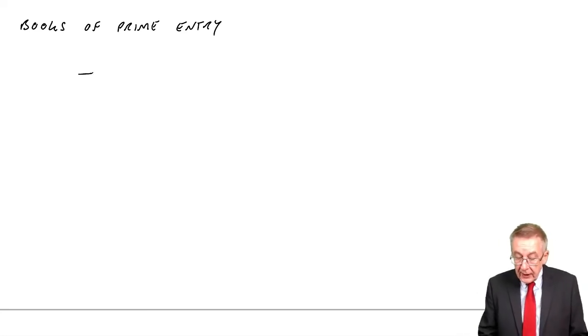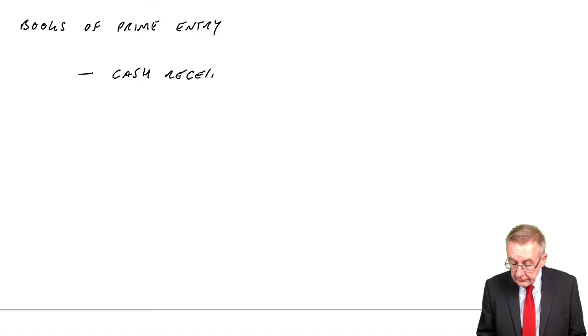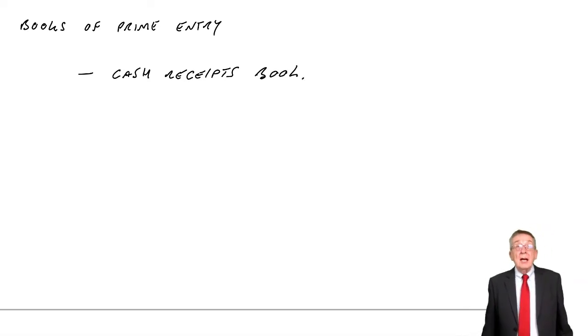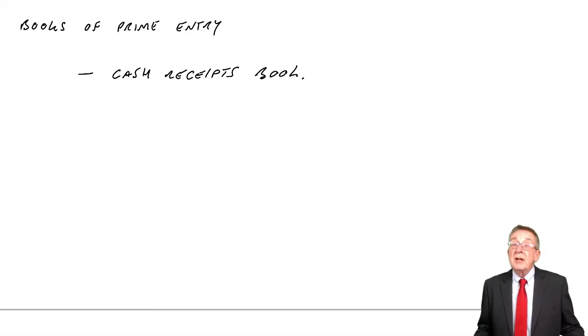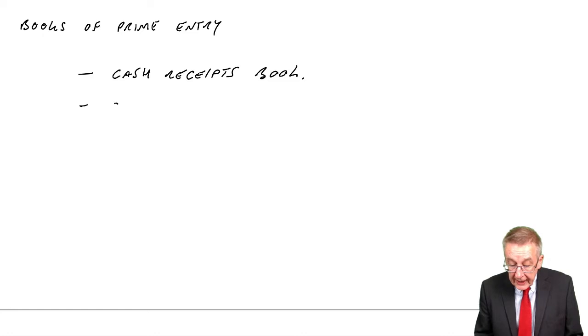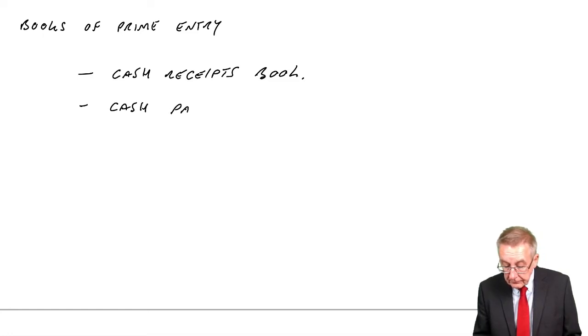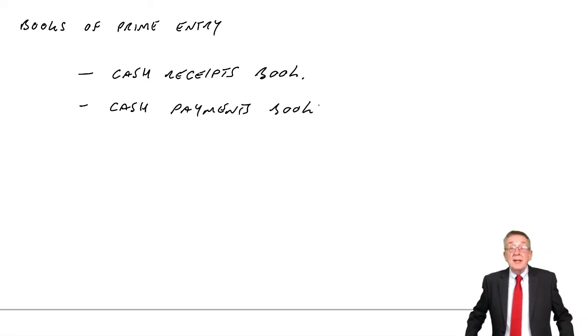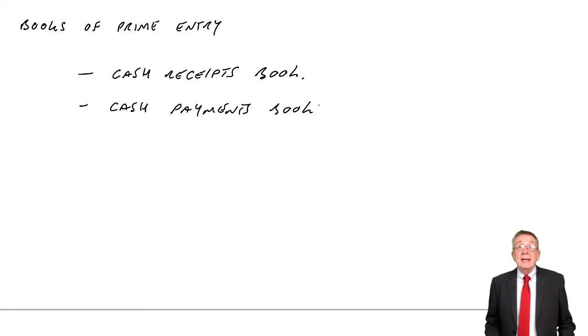But the four main ones are as follows: a cash receipts book. In this book, you can guess, we'll make a note every time we receive cash. Similarly, we'll have a cash payments book. And again, it's usually a different bookkeeper looks after this. But again, every time we pay any cash, we'll make a note. So that deals with cash receipts, cash payments.